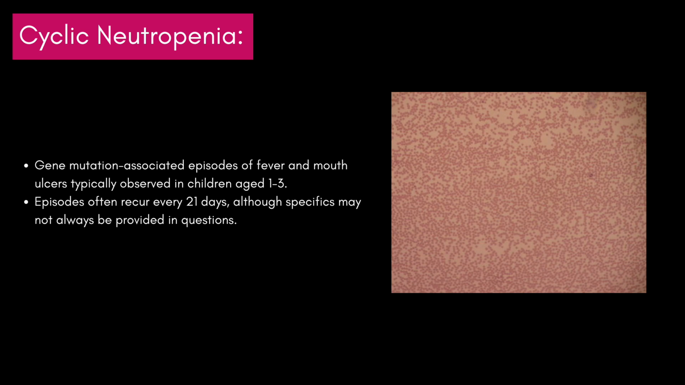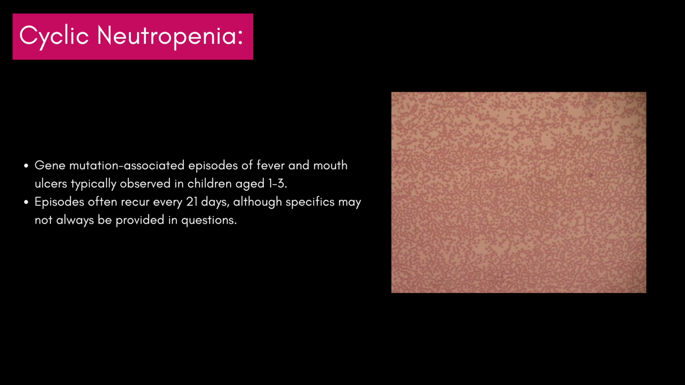Let's next look at cyclic neutropenia. It is associated with gene mutation-associated episodes of fever and mouth ulcers typically observed in children aged 1 to 3. Episodes often recur every 21 days, although specifics may not always be provided in questions.